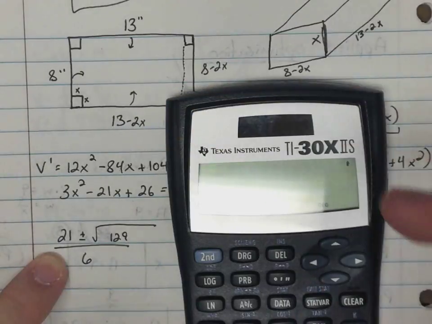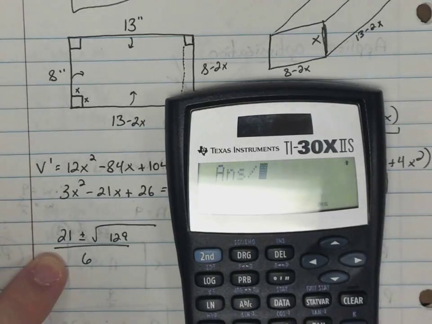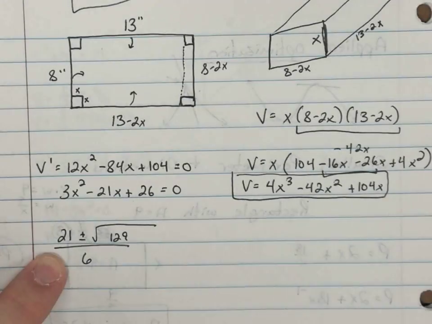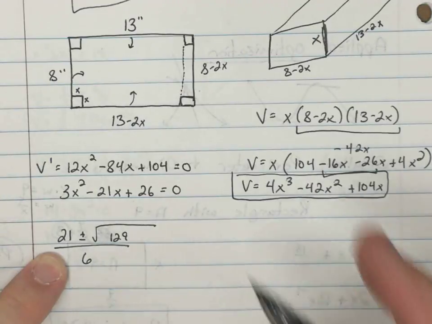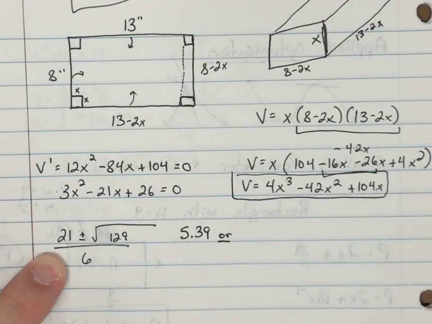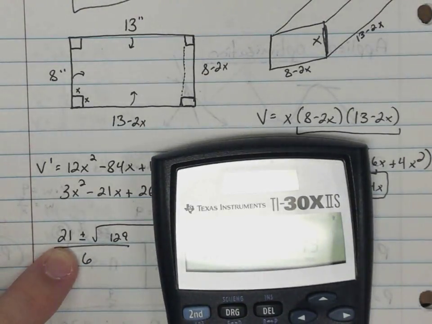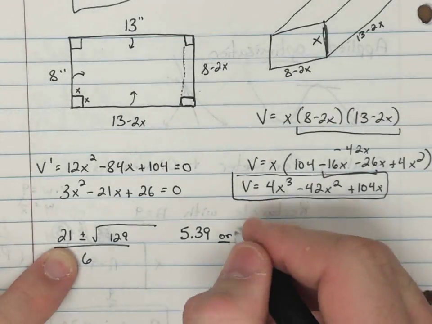I'm getting a little bit of a glare. 21 plus the square root of 129, I like to go ahead and enter there, divided by 6. Gives me about 5.4, and it says round your answers to the nearest hundredth, so I need 2 decimal places, so 5.39. Or we got to do 21 minus root 129 divided by 6, enter, gives me 1.61.